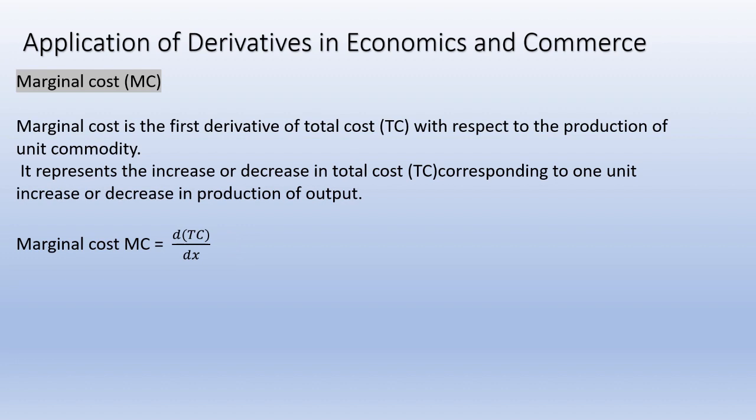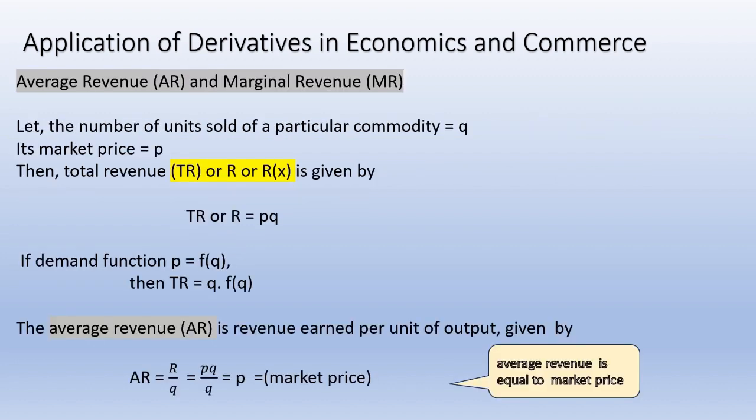Average revenue AR and marginal revenue MR. Let the number of units sold of a particular commodity be Q, and its market price be P. Then total revenue TR, or R of x, is given by TR, or R, is equal to PQ. If the demand function is P equal to f(Q), then TR is equal to Q times f(Q). The average revenue AR is the revenue earned per unit of output, given by AR is equal to R by Q, is equal to PQ by Q, is equal to P, the market price.